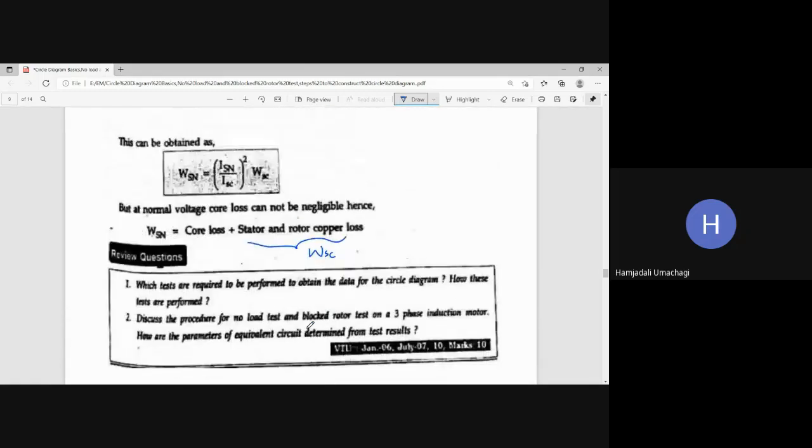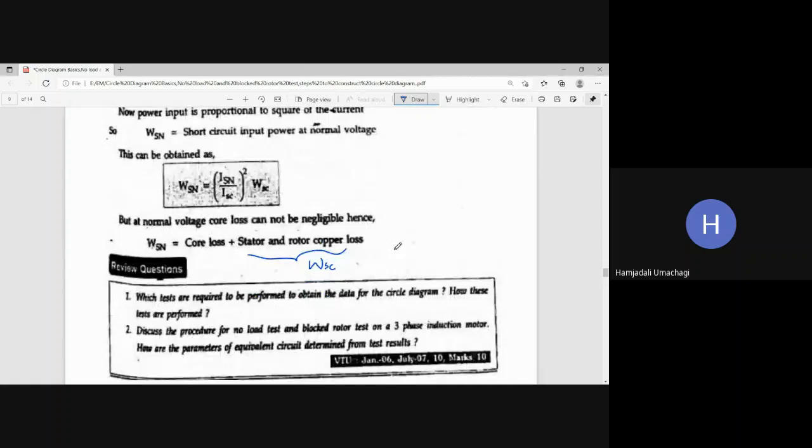So this is all about the explanation for the no load test and block rotor test. This might be asked in the final VTU exam. The question will be like, with a neat sketch explain the no load and block rotor test. Or, discuss the procedure for the no load test and block rotor test on a three-phase induction motor, and how the parameters of the equivalent circuit are determined from the test results. This might be the type of question you may get in the final VTU exam, and it will be asked for 10 marks.